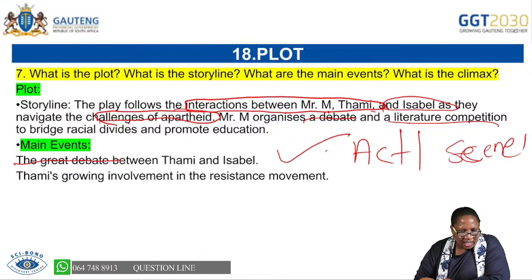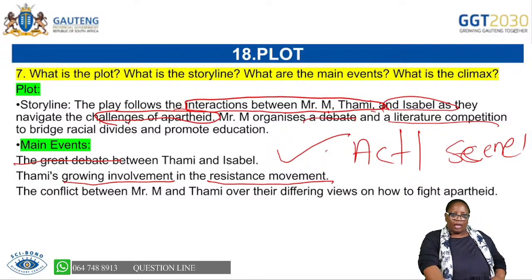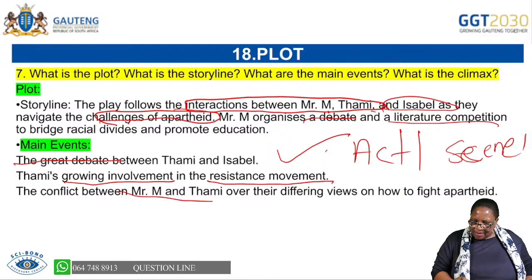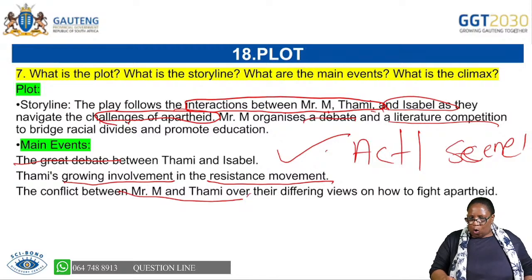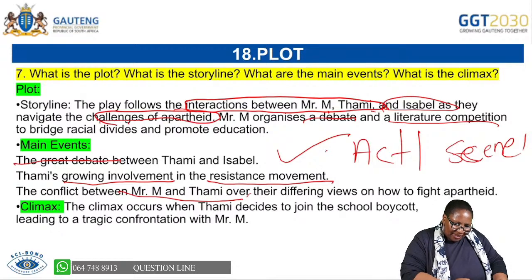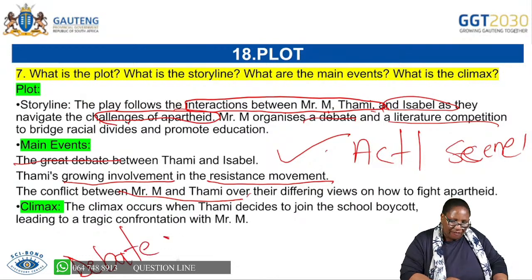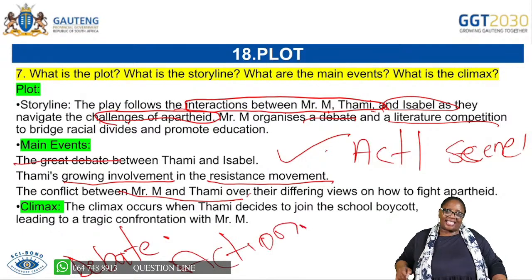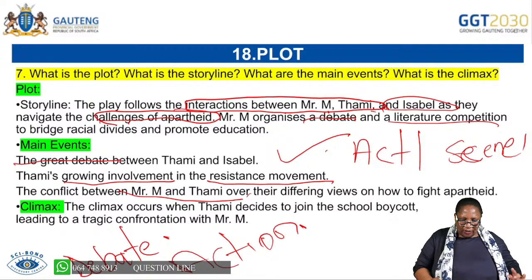That's the main event. Then the other event when Tammy's growing involvement in the resistance movement. The conflict between Mr. M and Tammy over the differing views on how to fight apartheid. We know Mr. M thinks we can debate issues. Tammy feels that we need action. Words are going to waste time. So that is the conflict between them.